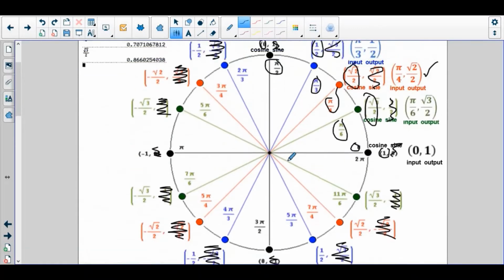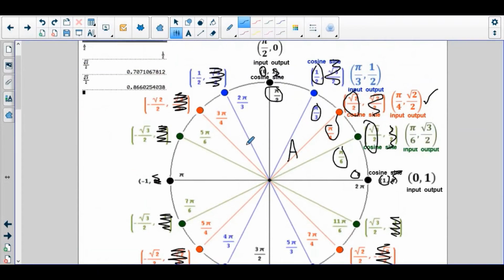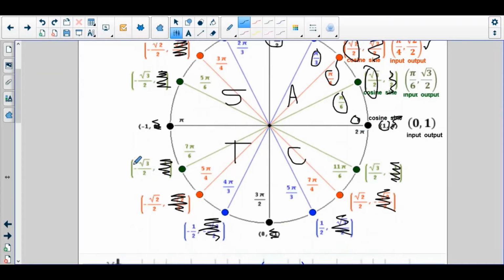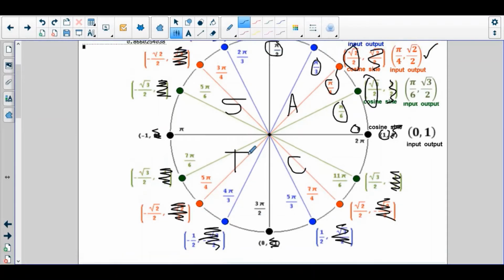And going back to that mnemonic device, All Students Take Calculus, notice what happens with cosine. Everything is positive here, but then only sine is, making cosine negative. Only tangent is, keeping cosine negative. And then here, cosine returns to being positive.